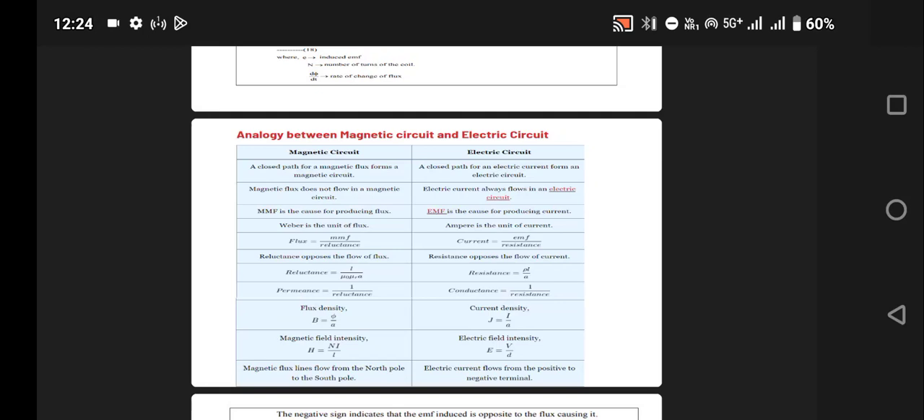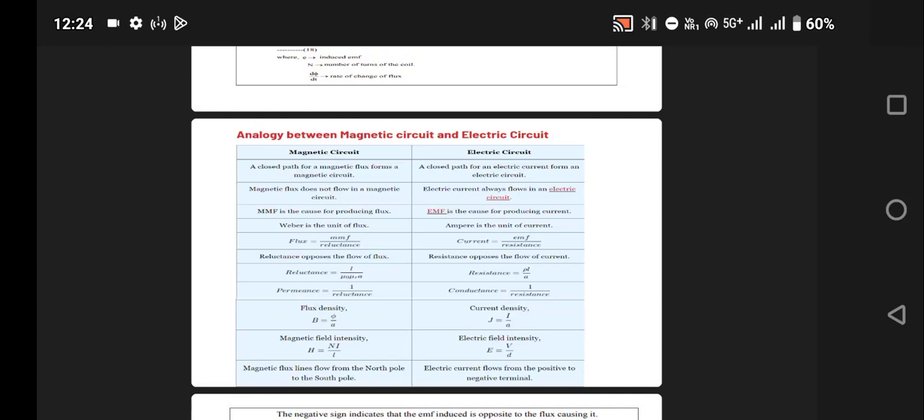Flux is equal to MMF by reluctance. Current is equal to EMF by resistance. Reluctance opposes the flow of flux. Resistance opposes the flow of current. Reluctance is equal to l divided by mu naught mu r A. Resistance is equal to rho L by A. Permeance is equal to 1 divided by reluctance. Conductance is equal to 1 divided by resistance.